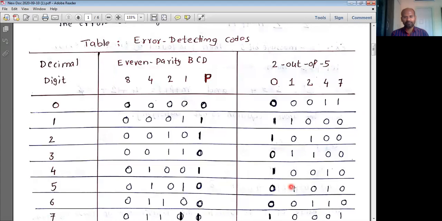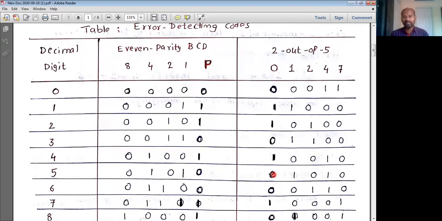For example, let's say for 5, in this place we have written 1 whose weight is 1, and 1 whose weight is 4. 1 plus 4 is 5. So in this place we have written 0, and in this place we have written 0. Notice that in 2 out of 5 code, only 2 out of 5 bits are ones. In any number in 2 out of 5 code, only 2 of the 5 bits are ones, and the remaining 3 bits are zeros.